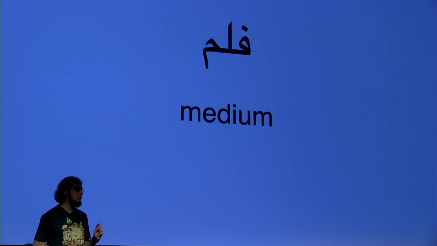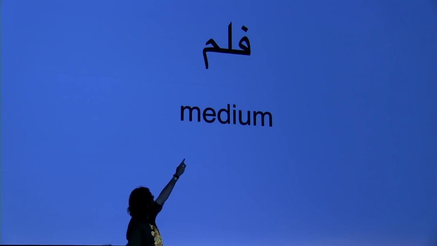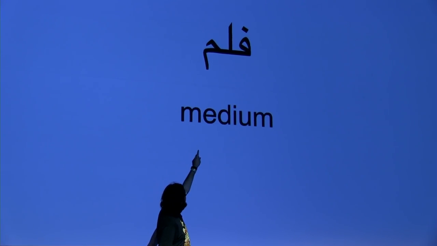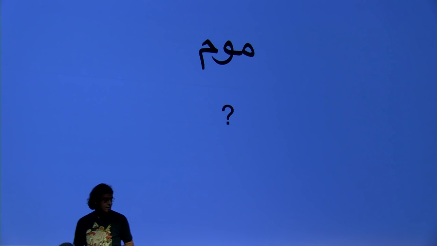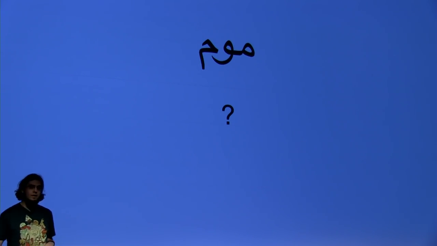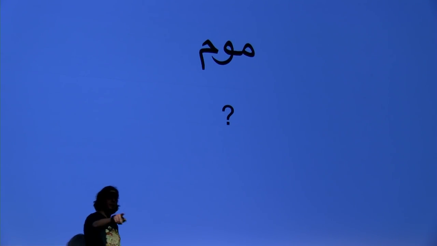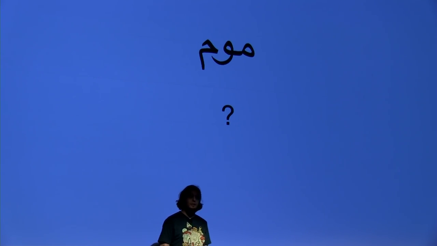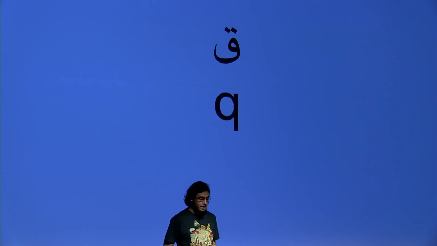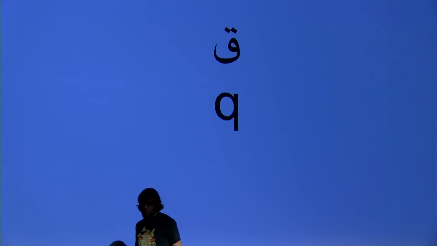Film. F-L-M. Remember, if it was an elif, if it was F-A-M, the second letter actually would not connect to the third letter because the elif cannot connect forward, right? Film. Mom. Correct. Again, meme at the start, meme at the end, but they look different. Same letter. Let's do a few more letters.